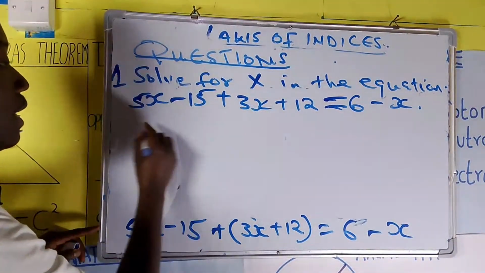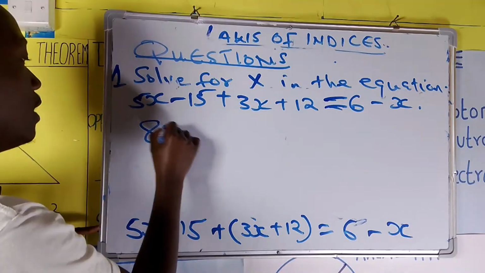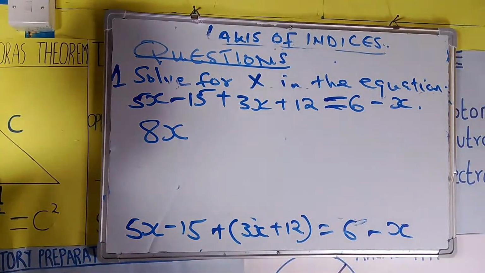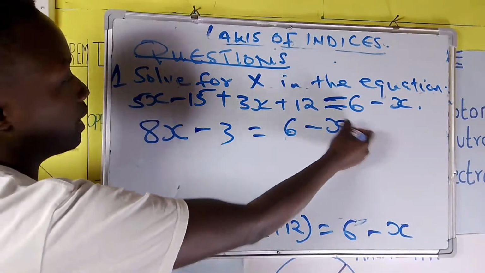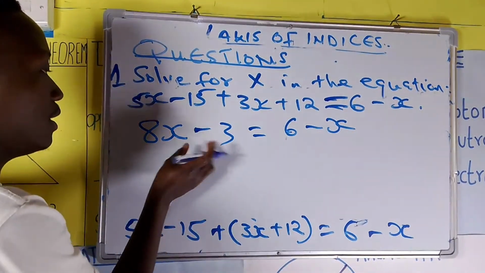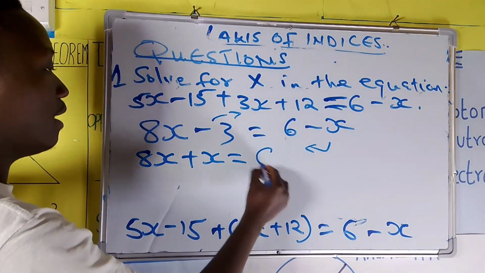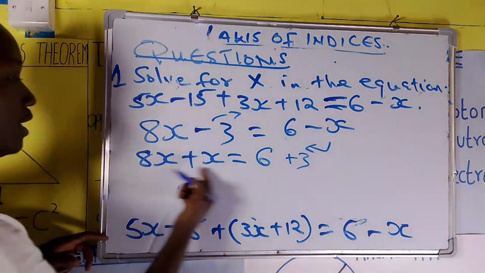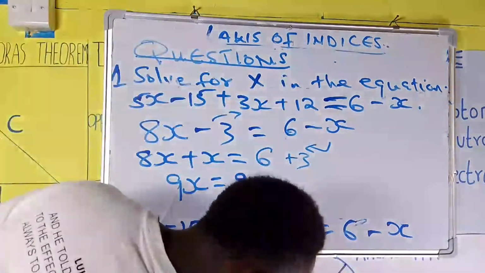So 5x plus 3x is equal to 8x. Then minus 15 plus 12. That will be equal to minus 3, is equal to 6 minus x. Then let's put the like terms together. We will bring this minus x on this side and have 8x plus x is equal to, we take this to the other side and have 6 minus 3 on the other side will become plus 3, and this will give us 8x plus x is 9x is equal to 9. 6 plus 3 is 9.